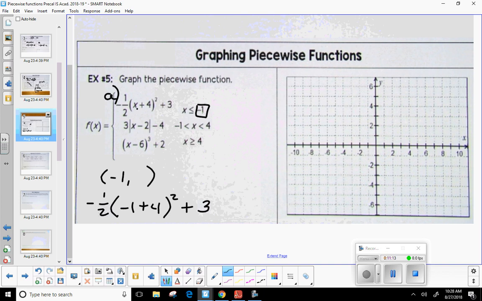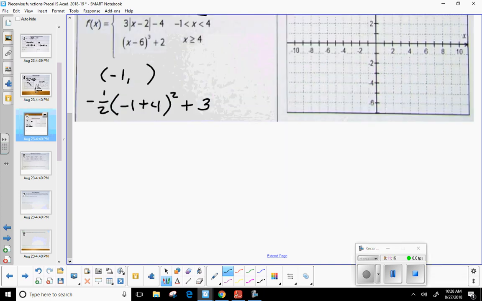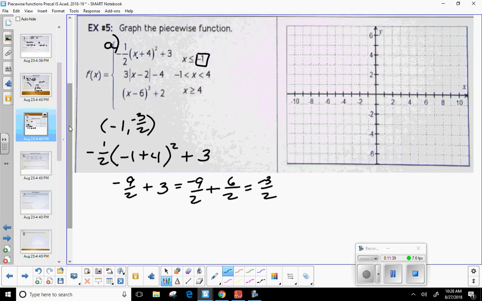-9/2. Oh, I'm glad you went fraction. I love working with fractions. So -9/2 plus 3. So that would be -9/2 plus, what's a common denominator? 2. So that would be 6/2, right? So what's the y value? -3/2. Okay, and you can put that, or if you want to go decimal, that's perfectly fine. So I know that ordered pair would be on that graph.